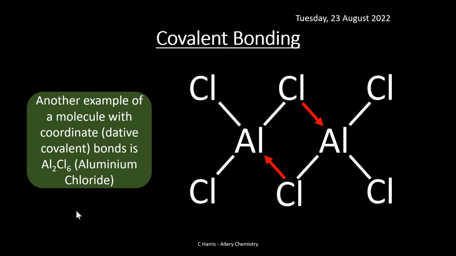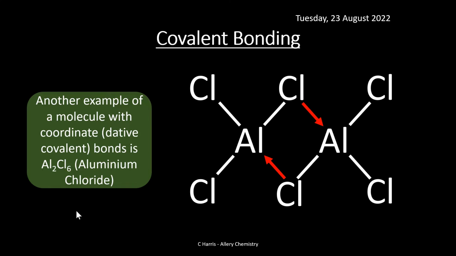Okay, so let's look at another example. This is the one where you've got a mixture of different bonds here. So this is an example of aluminium chloride. So you've got AlCl3, but the two molecules are kind of joining together and forming a coordinate bond between the two.